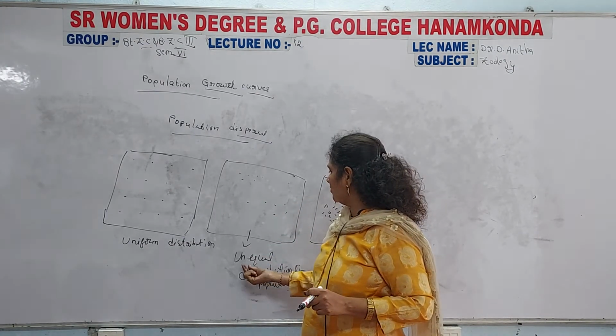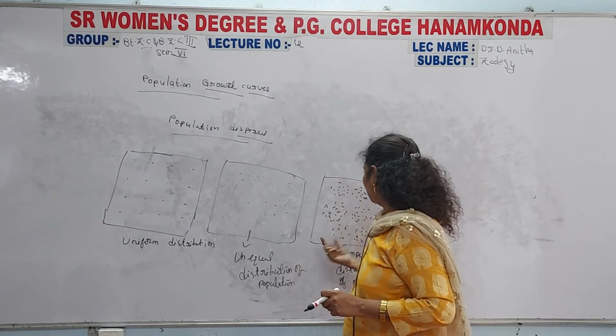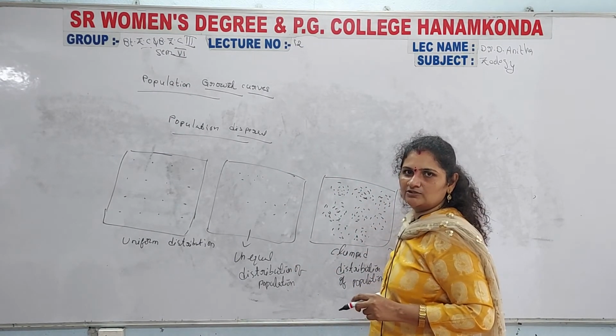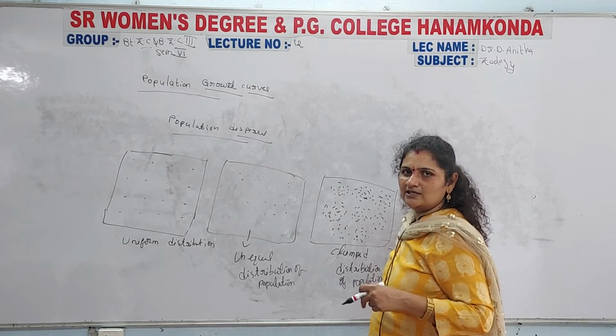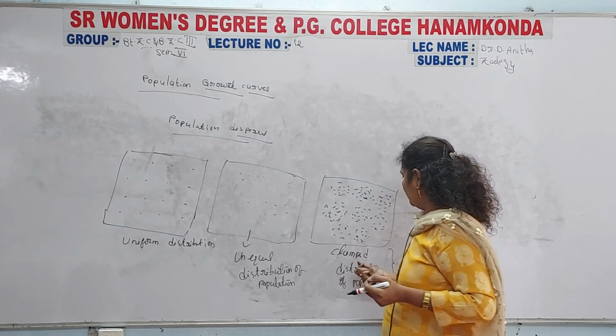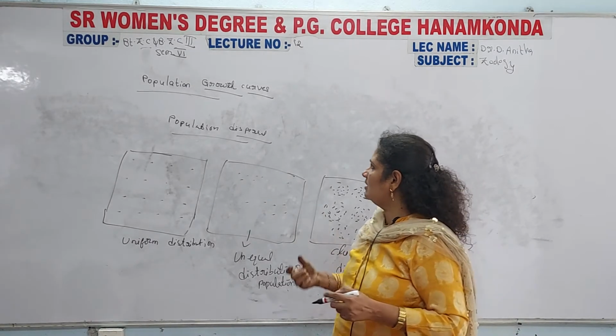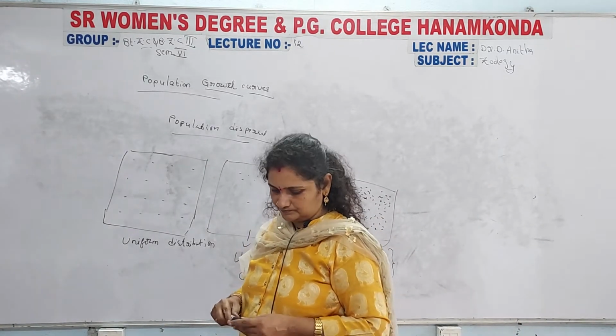The types of distribution are unequal distribution and clumped distribution. In clumped distribution the populations overlap with each other. The number of individuals in the population is very high, and the growth rate is very high. In those areas, the clumped distribution should resemble this. So these are population dispersal.